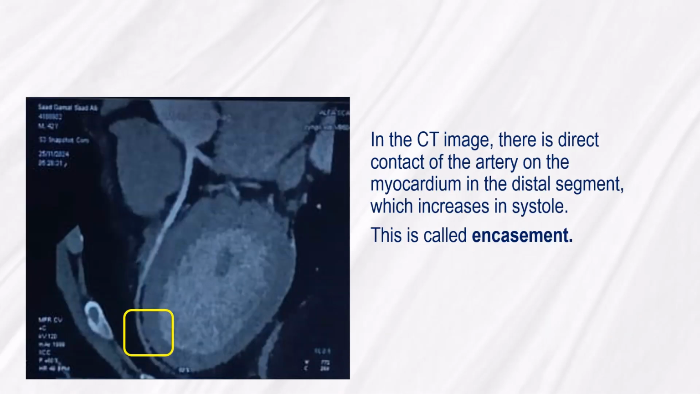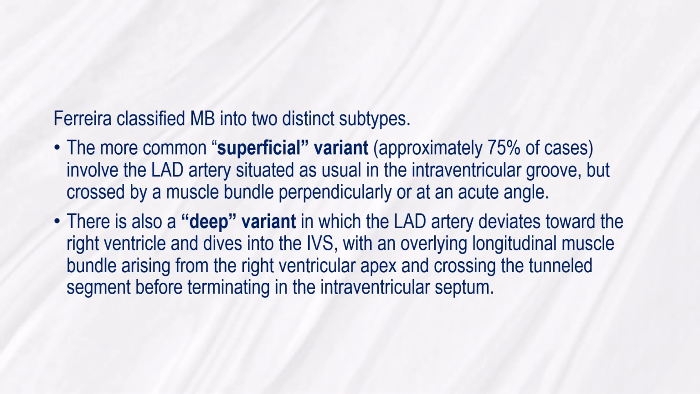As we can see in the CT image, there is direct contact of the artery on the myocardium in the distal segment, which increases in systole. This is called encasement. Myocardial bridge is initially classified into two types. The superficial variant, about 75% of cases.